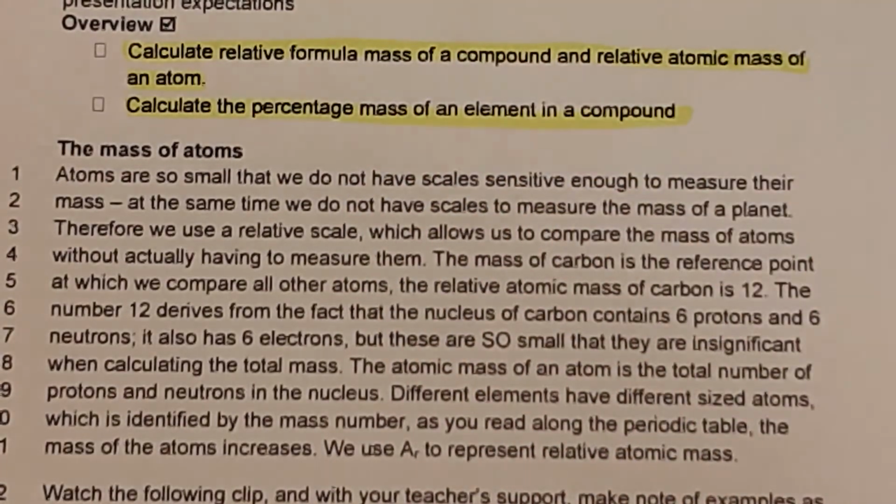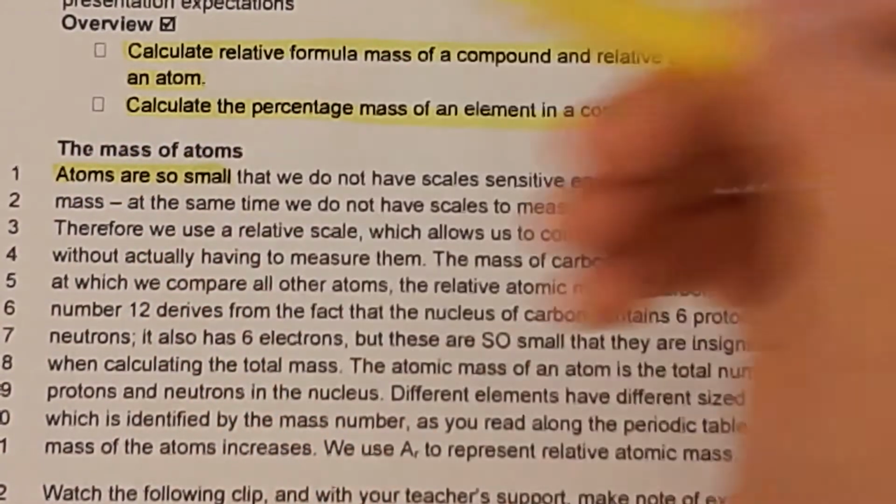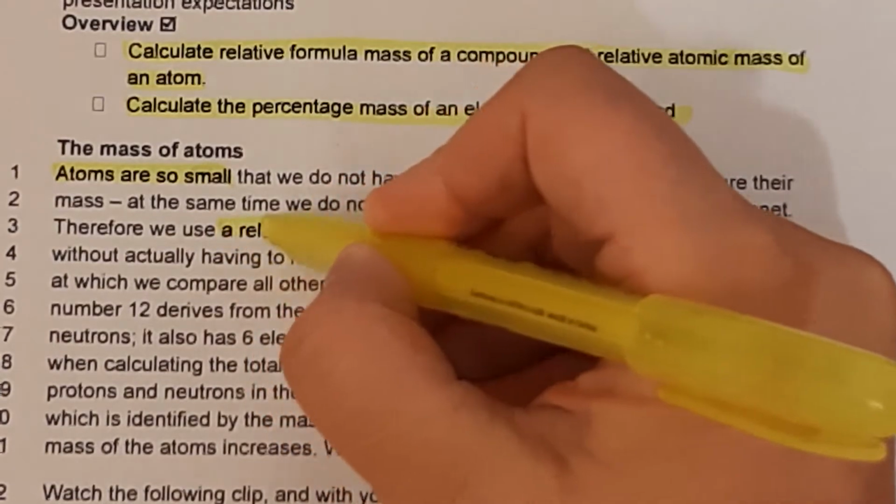Okay, so the mass of atoms. Atoms are so small that we don't actually have scales that are sensitive enough to measure their mass, because atoms are really, really tiny. At the same time, we don't have scales that can measure the mass of a planet because it's too big. So we use something called a relative scale.